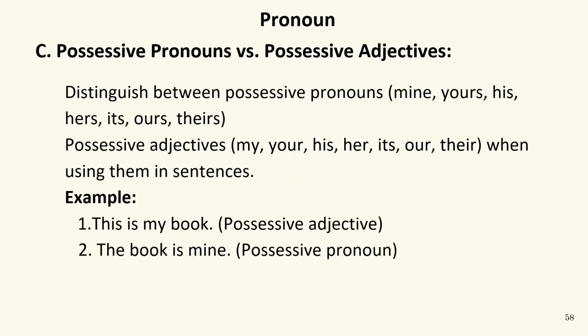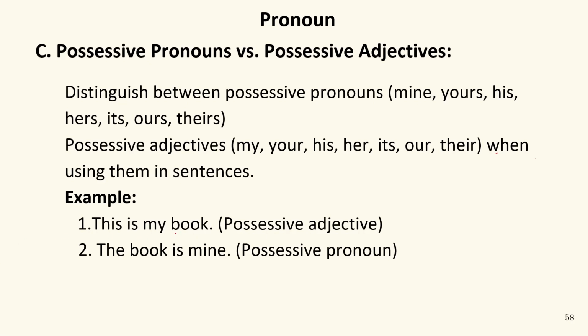Now, possessive pronouns versus possessive adjectives. I have already discussed this with you, but let us see with some examples. Distinguish between possessive pronouns and adjectives. Mine, yours, his, hers, its, ours, theirs: these are possessive pronouns, whereas my, your, his, her, its, our, their: these are possessive adjectives because they are used just before the noun in a sentence. They qualify the noun.